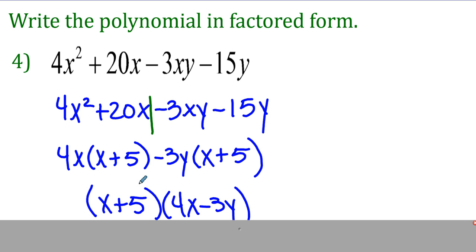How can you check and make sure you're on target? Take x plus 5 times 4x, see what you get. Take x plus 5 times -3y. Take both of those results, combine your like terms, and it should bring you back to the original polynomial of 4x squared plus 20x minus 3xy minus 15y.